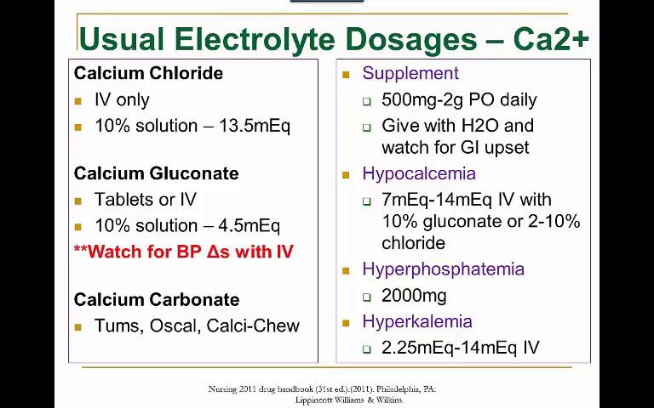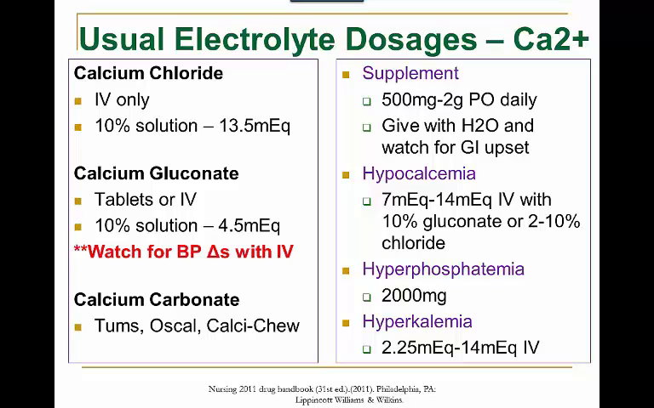There's also calcium carbonate, which is why many people take Tums every day, or other supplements. Supplements run anywhere from 500 milligrams to 2 grams PO daily. We can give that with some water and watch for some GI upset. If they do have hypocalcemia, as I said, we can give it IV, and that's either gluconate or chloride.